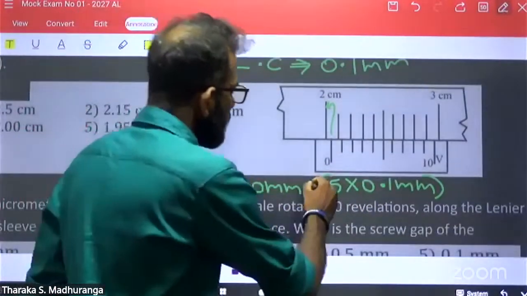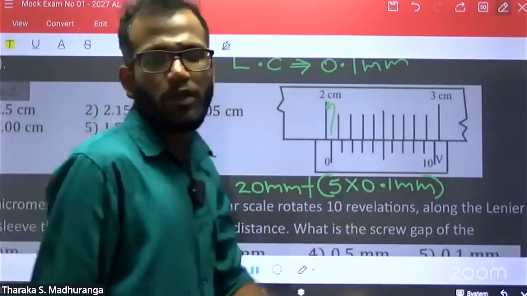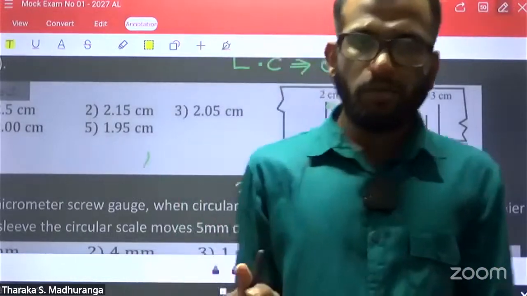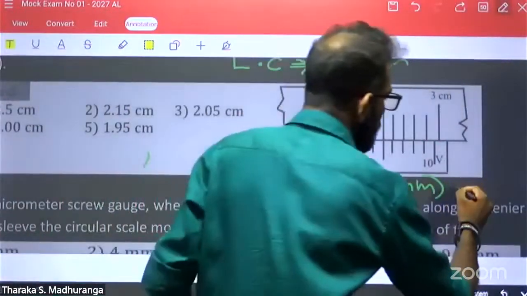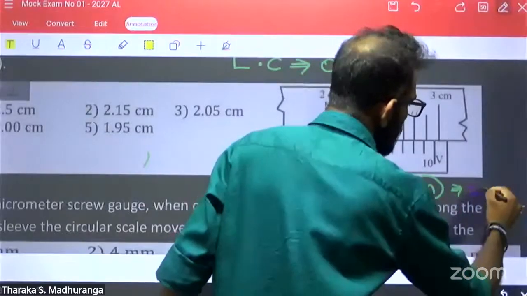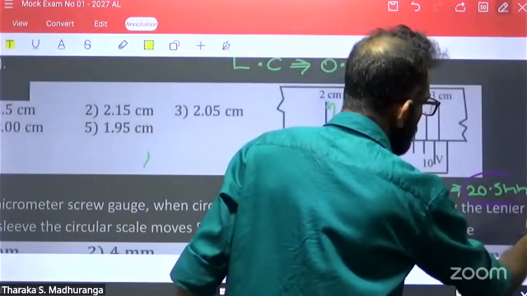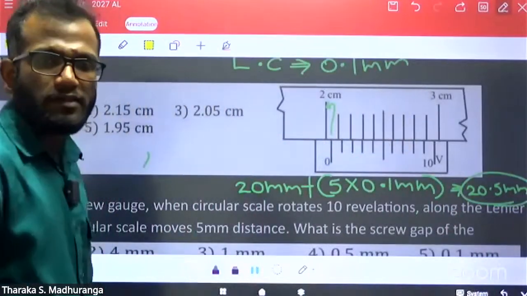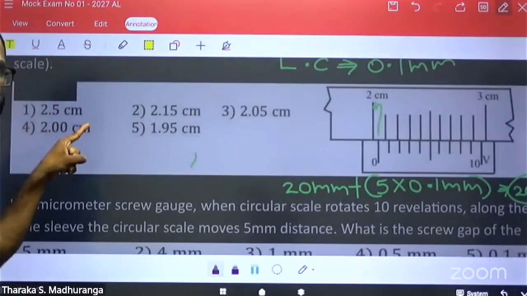After that, you need to add these two values. 20 plus 0.5, it is 20.5 is the value. The reading is 20.5 millimeter. 20.5 millimeter is the answer, but the answers are given in centimeters.